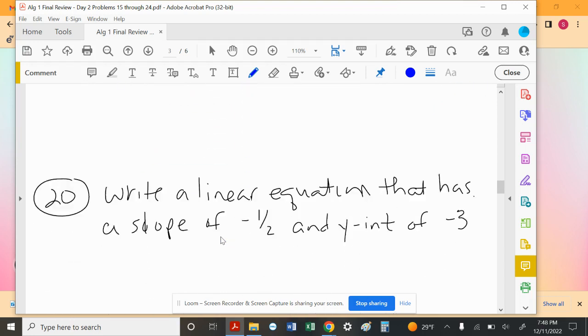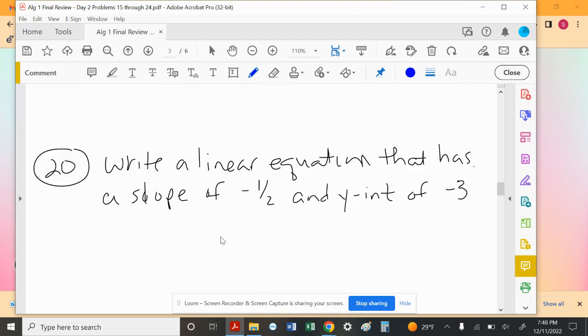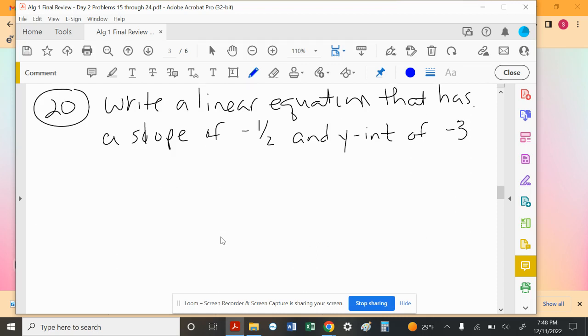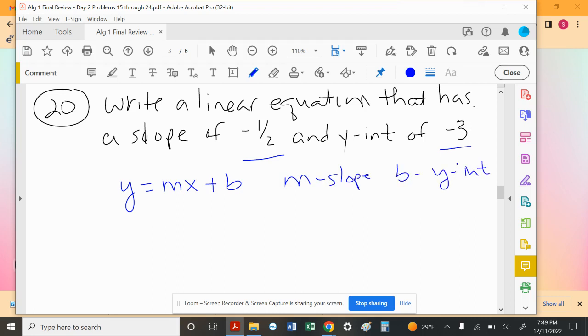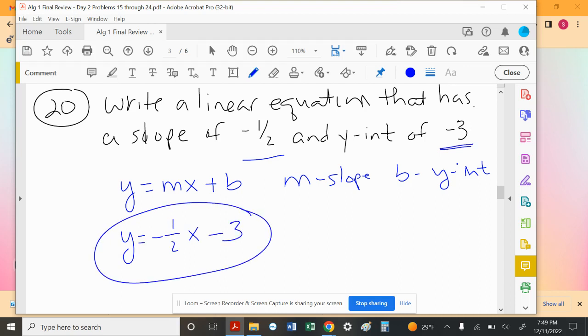Okay, let's do one more. Write a linear equation that has a slope of -1/2 and a y-intercept of -3. Pretty straightforward. So we have y equals mx plus b, where m is the slope and b is your y-intercept. So what we're going to have is y equals -1/2 x minus 3. There's my equation. I don't have to do anything more.